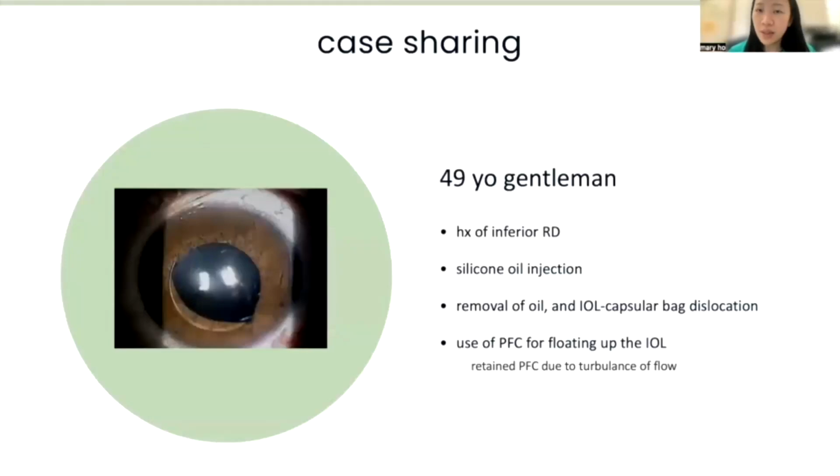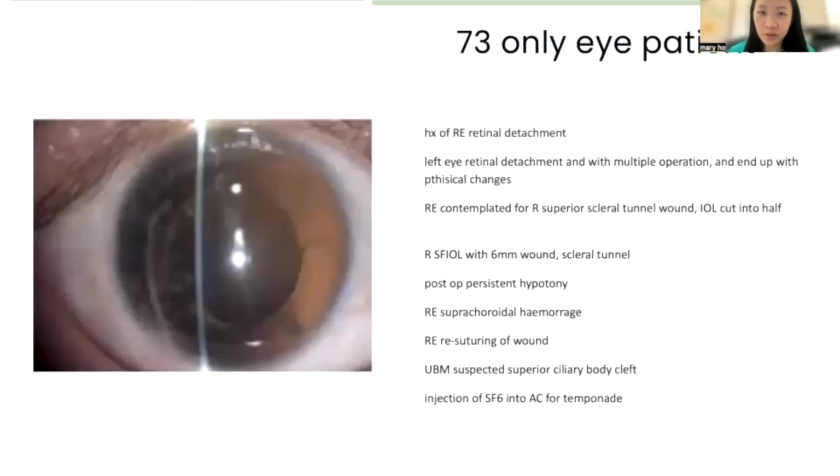So I do have a few cases to share. This is a patient with the inferior RD silicone oil removal that I mentioned early on with retention of the PFC. He developed inferior optic capture after the flanged IOL, after removal of the originally dislocated lens. After learning this, I would recommend that for cases where you are afraid there would be risk of IOL capture, performing a peripheral iridectomy would be a good option for prevention.